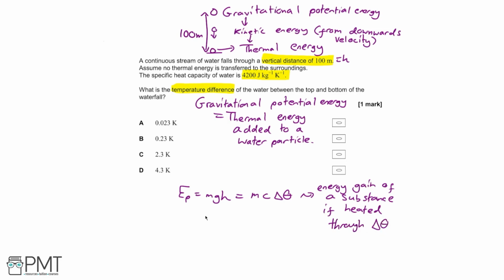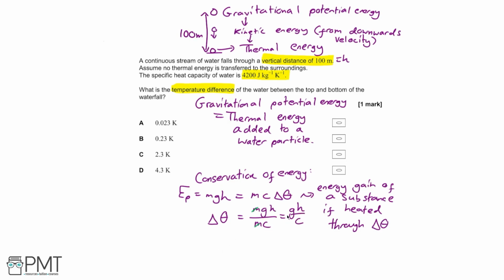So therefore, we can say that through conservation of energy, these two are equal, and we can rearrange for the temperature change. Specifically, delta theta is equal to mgh divided by mc. And here we can see that the m's cancel with each other. Therefore, we're left with delta theta is equal to gh divided by c.